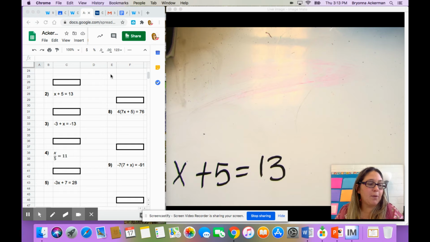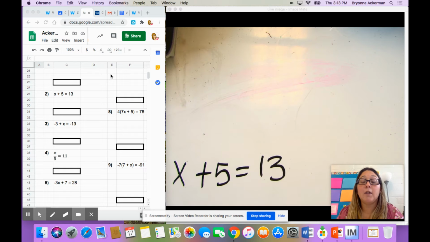Step 2 is to simplify each side. So can I combine anything on the left side? I have an x plus 5. No, I cannot put an x and a plus 5 together unless there was multiplication going on. And in this case, it's addition. So there's nothing I can simplify. So we can go to the next one. Are my variables on the same side? Yes. As of right now, x is on the left side and there are no x's on the right.